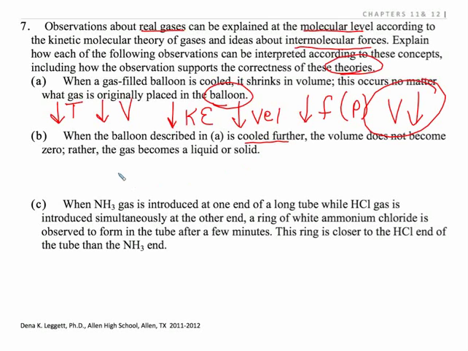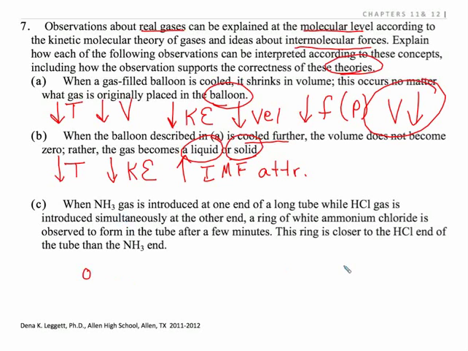All right, as we cool it further, the volume doesn't become zero. Well, why is that? Well, for one, molecules have a volume. It can't go to zero. But for another, every molecule has the potential for some sort of intermolecular forces. So as you decrease the temperature, you decrease the kinetic energy, and that increases the intermolecular forces of attraction that can be felt. So those attractions eventually make things liquids and then solids.